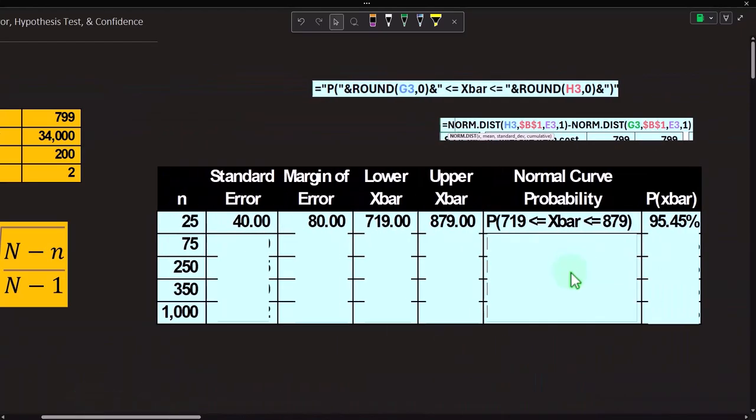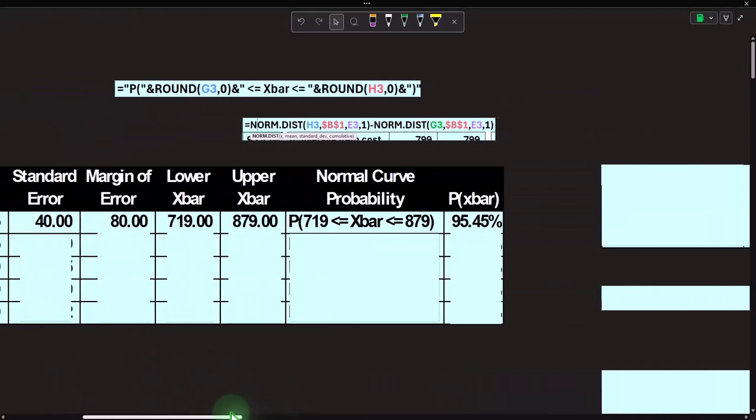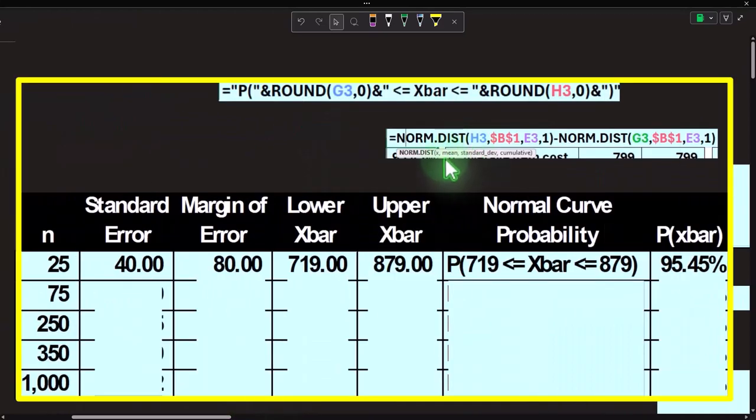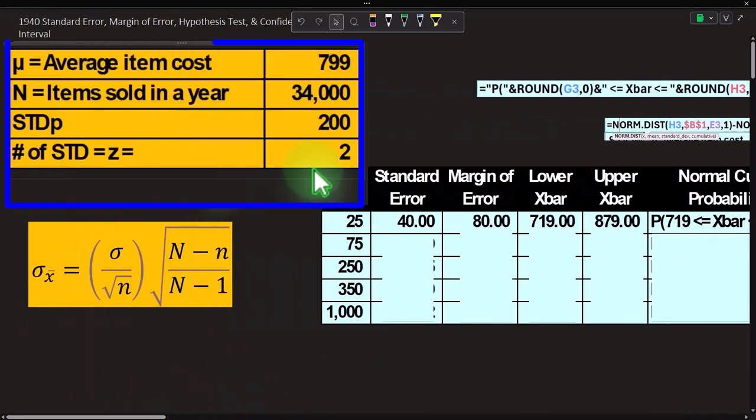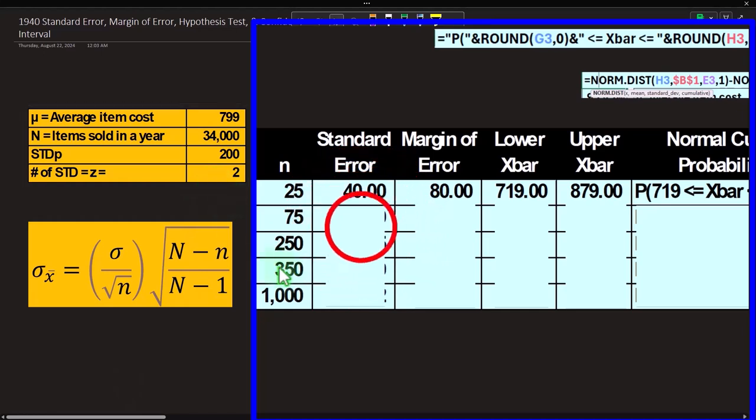So if we take a look at the norm.dist calculation, here it is. Norm.dist takes the x, then the mean, then the standard deviation, the standard error, and then 1 for cumulative, minus norm.dist of the second bit. So we're taking the norm.dist up to the larger point, which is 879, minus the norm.dist of the lower point. The point is that we're getting the percent under the curve of that middle bit, about 95.45%, because we measured this to be two standard deviations. That would be like our confidence interval, if you're thinking about it in those terms.